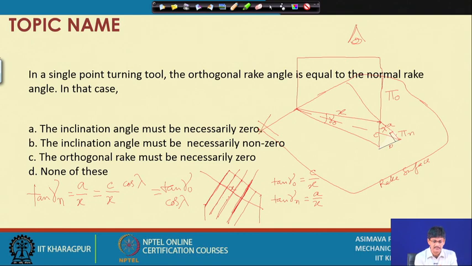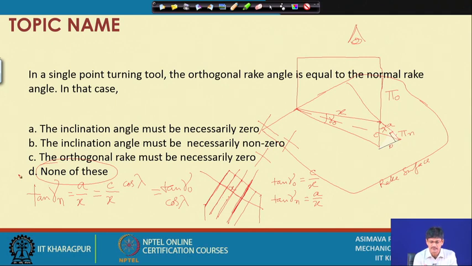The inclination angle must be necessarily non-zero. This is also not correct, because once again this might have a value, say 10 degrees, if this is 0. So, it cannot necessarily be non-zero. This can well be 0, so this is also not correct. The orthogonal rake must be necessarily 0. This is also not correct. The orthogonal rake might be 5 degrees, the normal rake might be 5 degrees, and the inclination angle might be 0. Therefore, this is also wrong. Hence, we come to the conclusion: none of these.